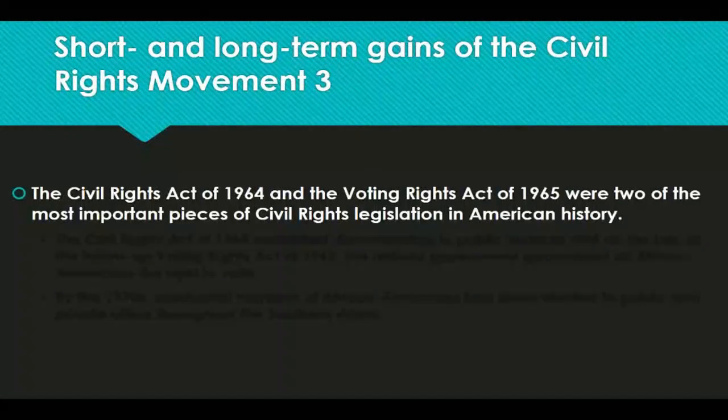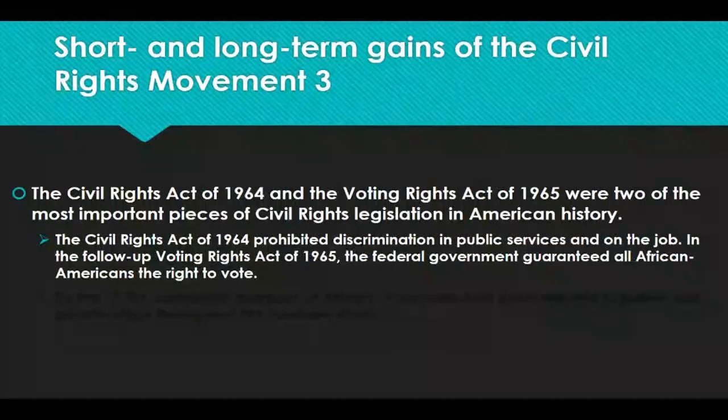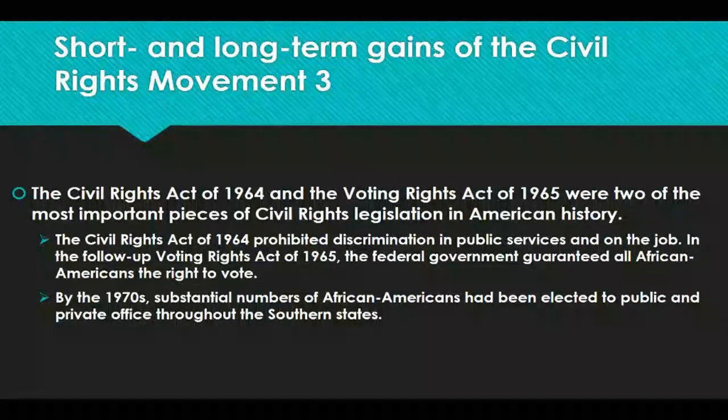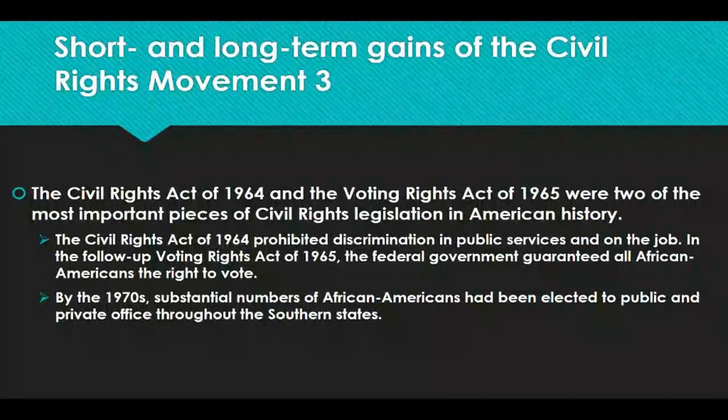Okay, so the Civil Rights Act of 1964 and the Voting Rights Act of 1965 were two of the most important pieces of civil rights legislation in American history. The Civil Rights Act of 1964 prohibited discrimination in public services and on the job, and in the follow-up Voting Rights Act of 1965, the federal government guaranteed all African Americans the right to vote. By the 1970s, substantial numbers of African Americans had been elected to public and private office throughout the southern states.